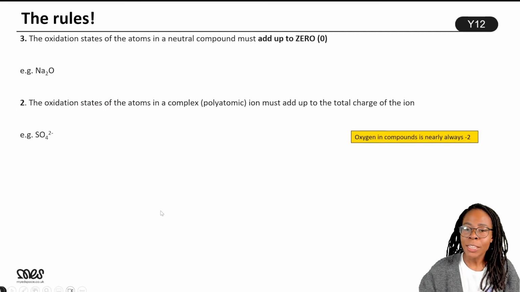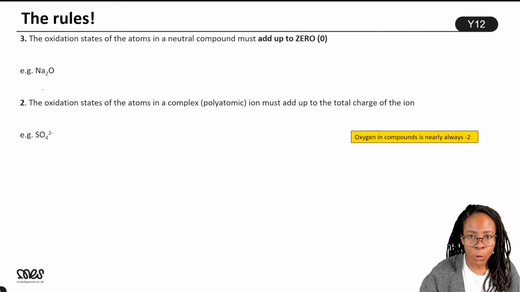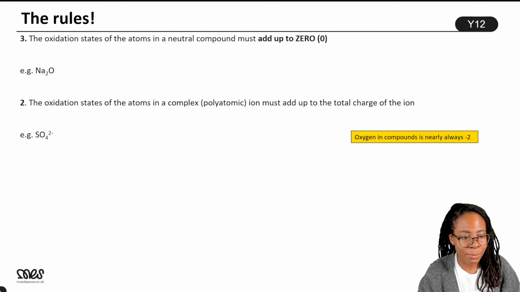Rule number 3, the oxidation states of the atoms in a neutral compound must add up to 0. So if the overall charge of the compound is 0, then if we combine the individual oxidation states, that should add up to 0.